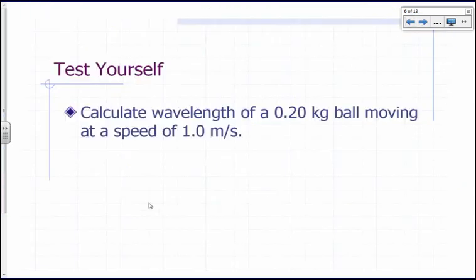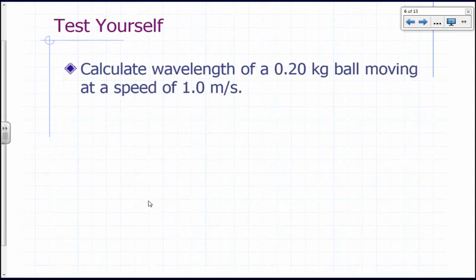All right. So let's try this one. Calculate the wavelength of a 0.20 kilogram ball moving at a speed of 1 meter per second. First of all, 0.2 kilograms, that's 200 grams, right? 1 meter per second. You've seen a ball that's about 200 grams moving at 1 meter per second, right? Do you expect to see wave-like behavior? Do you expect to see wave characteristics? No, and let's see why not.